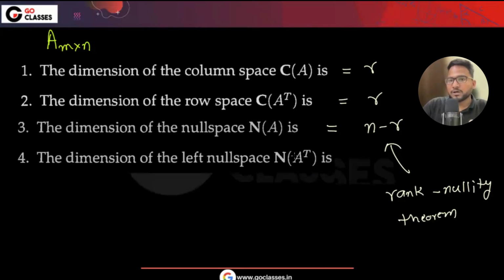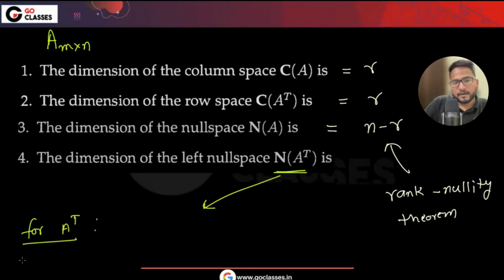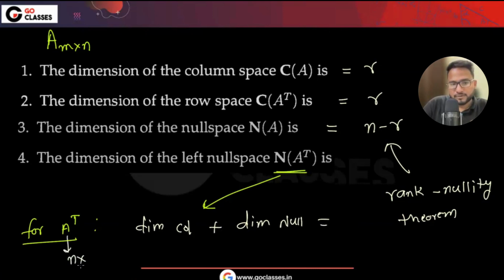So for A transpose, what is the column space dimension? It is R, right? It is R because this is the row space of A. For A transpose, the dimension of the column space plus the dimension of the null space should be the number of columns. Can you tell me the number of columns here? This is an n cross m matrix. It should be m, because m is the number of columns.